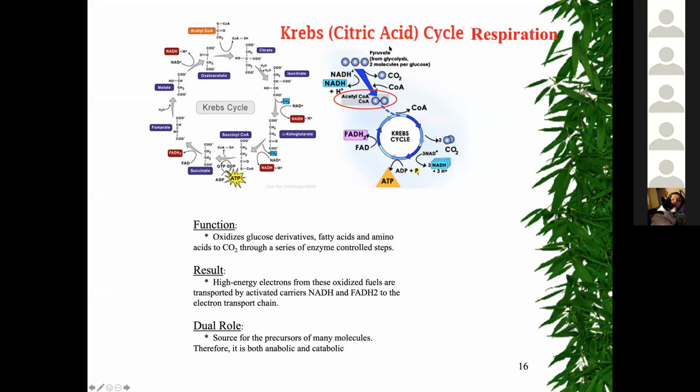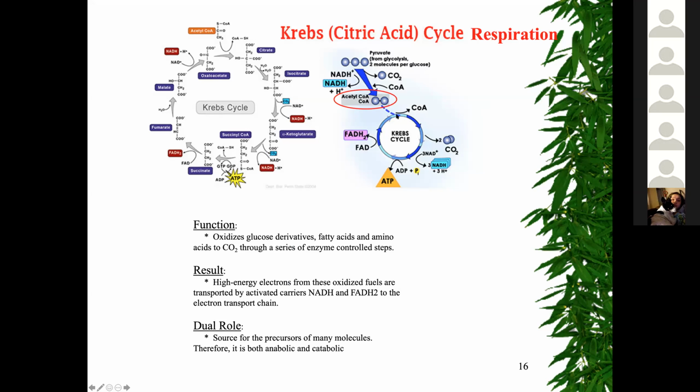So it starts with pyruvate. And remember, pyruvate is simply one molecule of glucose split into two molecules, each with 3 carbons. So the Krebs cycle starts with pyruvate. And pyruvate is converted into acetyl-CoA. I put a circle around that because that's sort of a central compound in much of metabolism. And it's the starting point for the Krebs cycle.